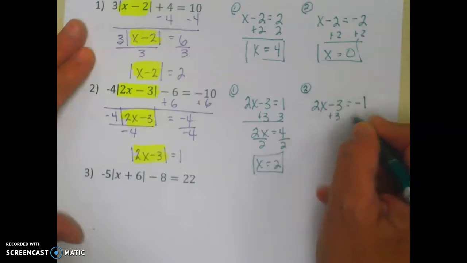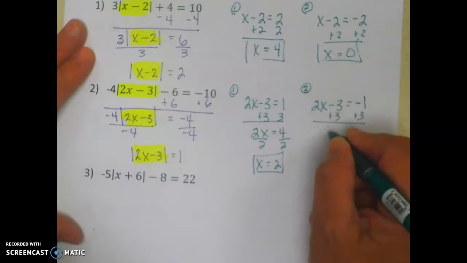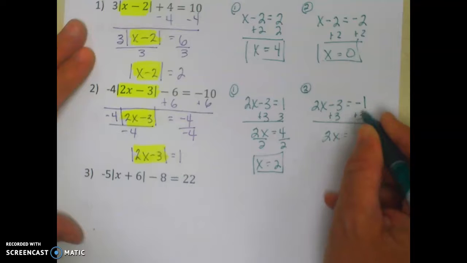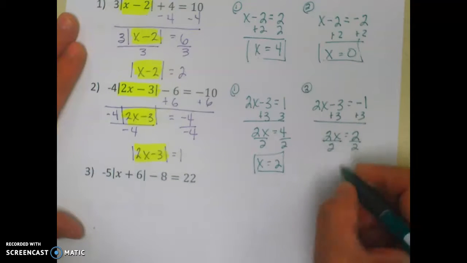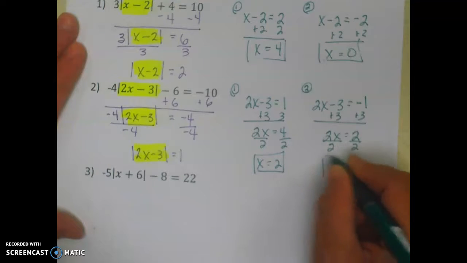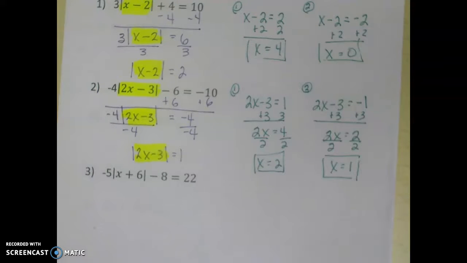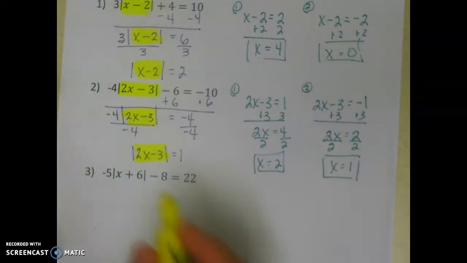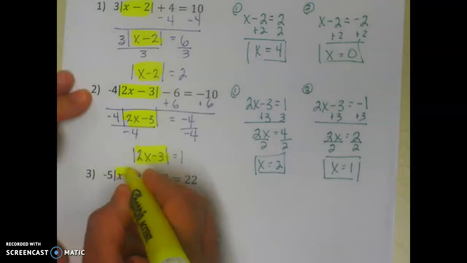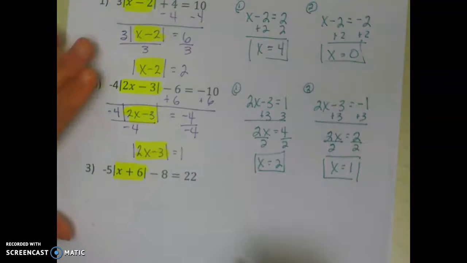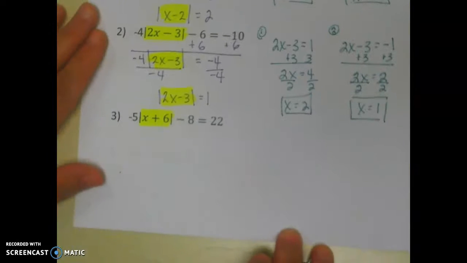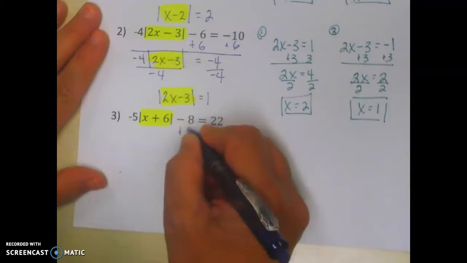Add 3, so you have 2x equals 2, 3 and negative 1 is 2, divide by 2, and x equals 1. And both of those are answers that will make that true. Okay, we're going to try one more. All right. And again, we're trying to isolate the absolute value. And you can't write your equations until you have the absolute value all by itself. So I'm going to add 8 to both sides.